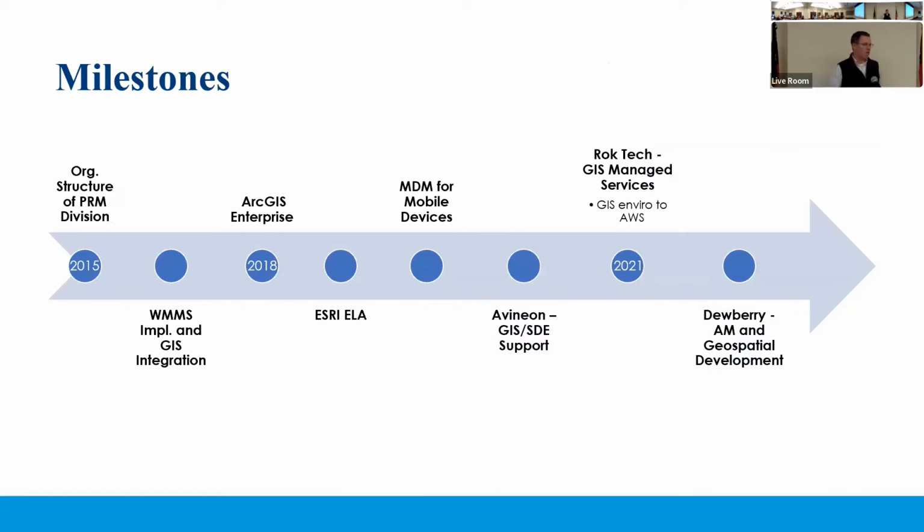Some milestones along the way for our utility: a relatively new division called Planning and Resource Management. That's the group that I'm with. Of course, if you're familiar as a utility, you're going to have your operations, your engineering, and your business and finance group. Planning and Resource Management handles a planning component, but also our asset management program. And the things that tie into that are our geospatial, our GIS group.